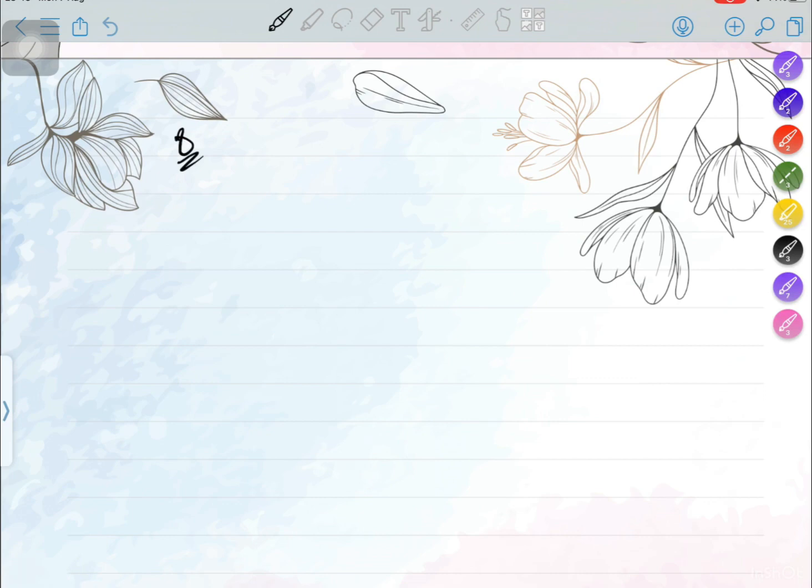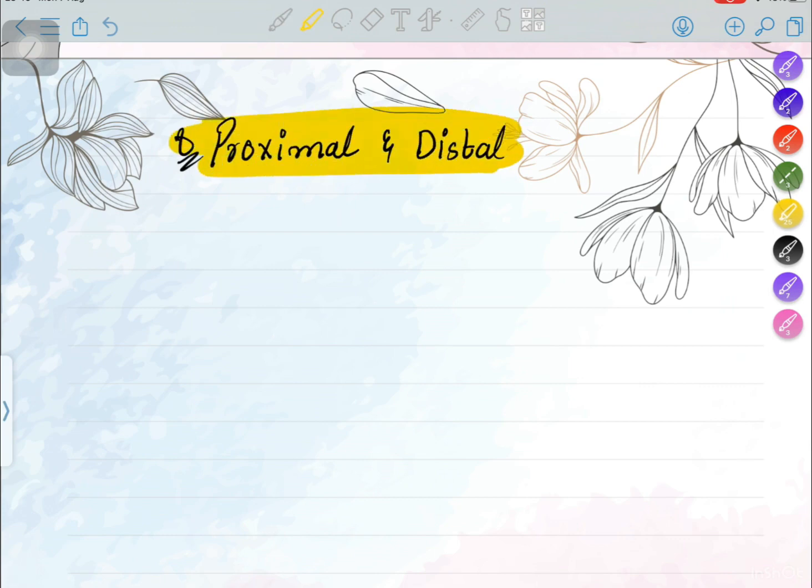Maybe I will show you the picture, or I will put it in the PDF. So the eighth thing we're going to talk about is proximal and distal. Now, if you heard the word distal, what comes to your mind? Distance, great job. Distal means something is distant, correct.